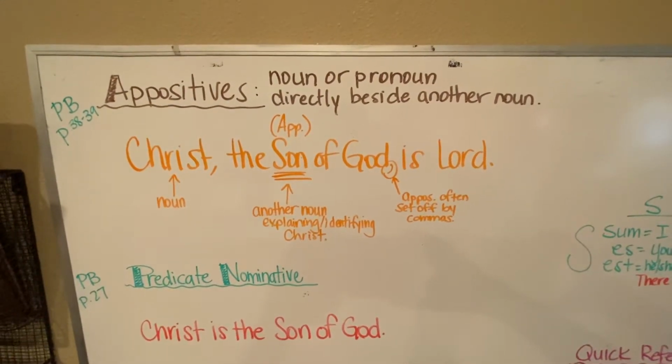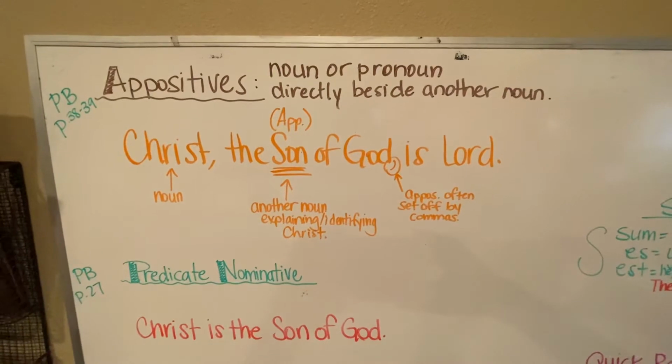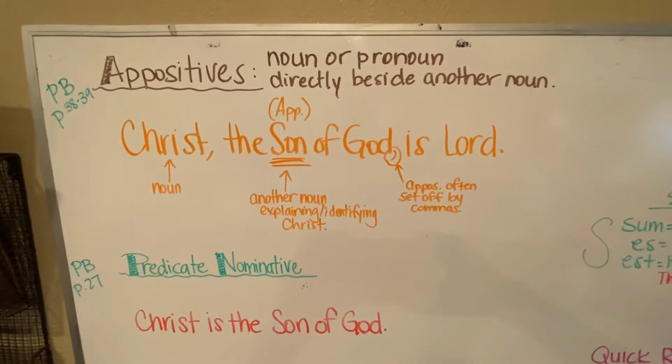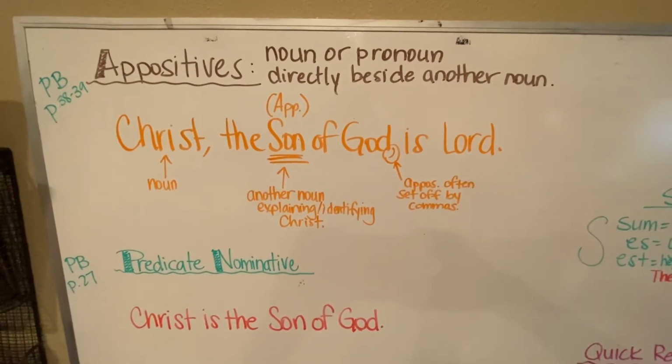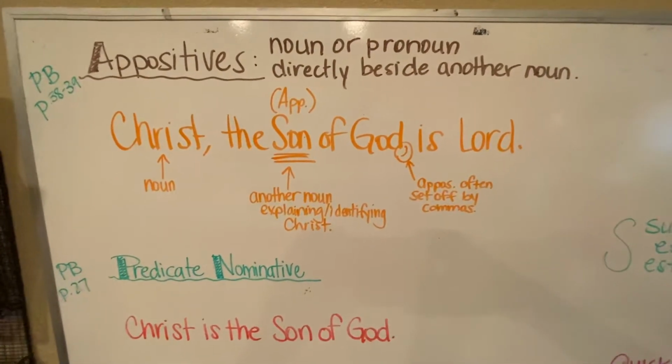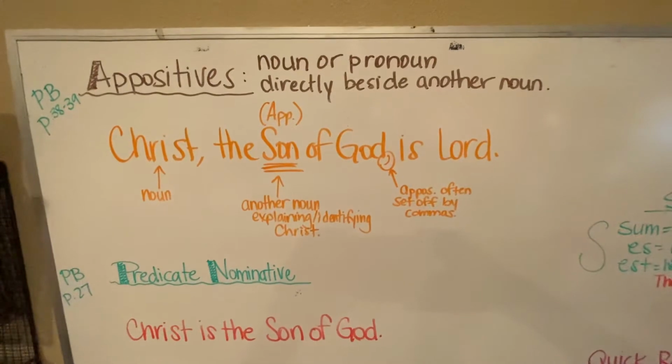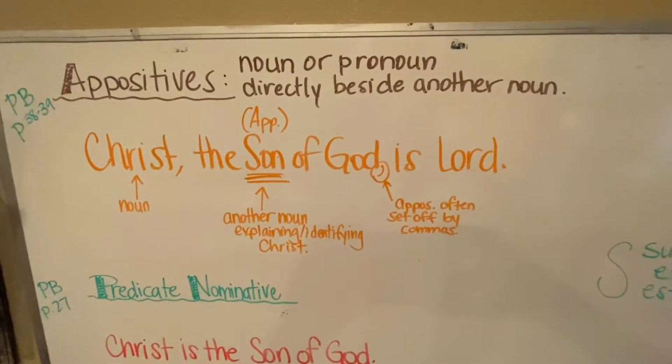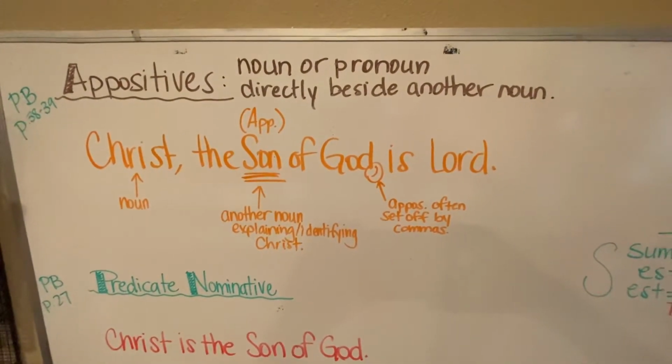Okay, this video is going to address appositives, predicate nominatives, as well as the expletive "there" and how we handle the word "there" in Latin. So, appositives are basically a noun or a pronoun that's just directly beside another noun.